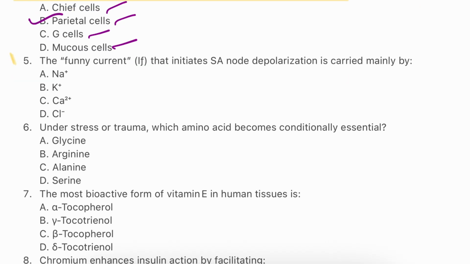Question number 5. The funny current If that initiates SA node depolarization is carried mainly by Na+, K+, Ca2+, Cl-. The answer will be A. Na+. The funny current If in SA node depolarization is primarily Na+ mediated.